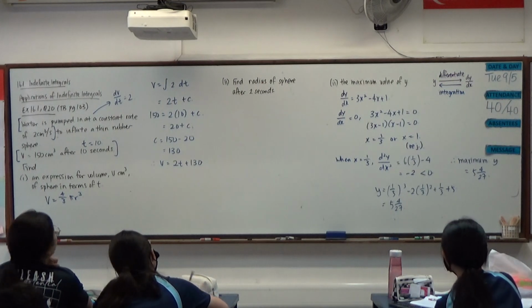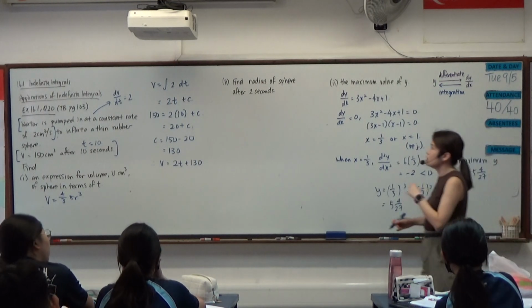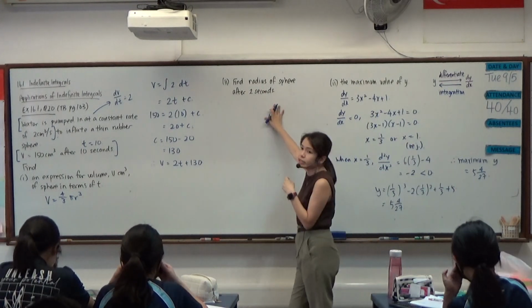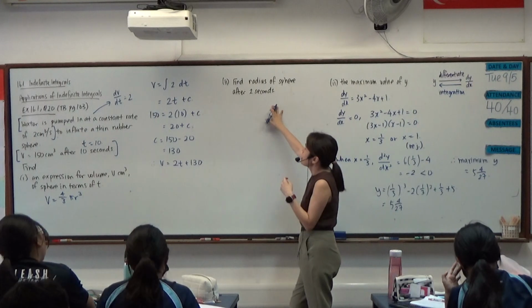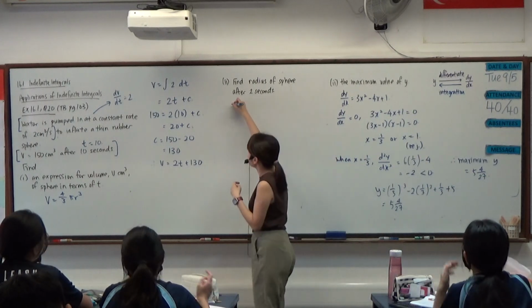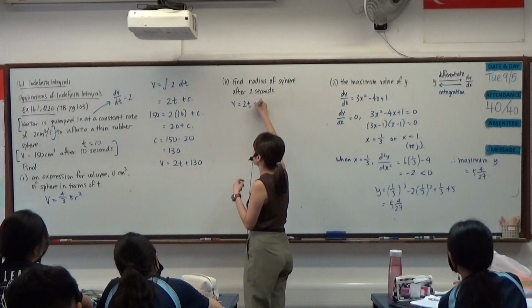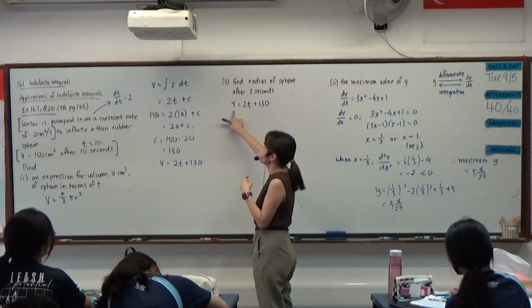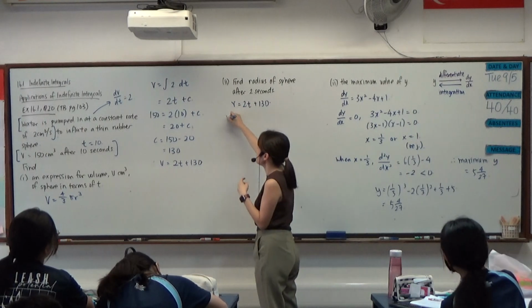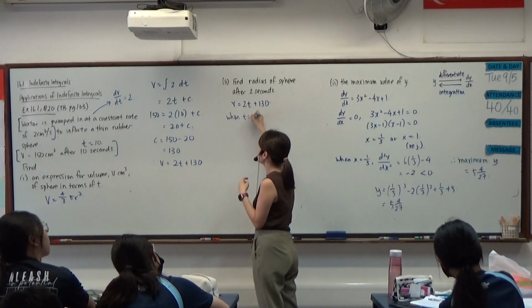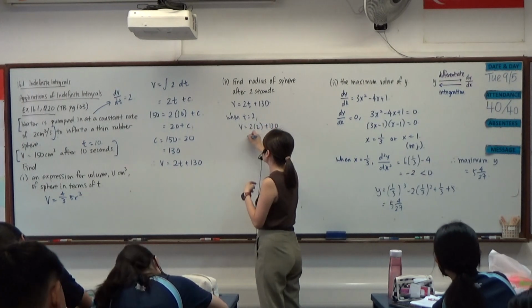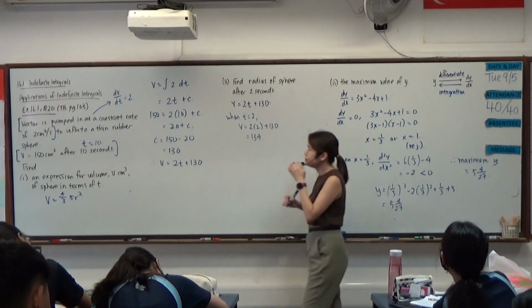Questions? Then in part 2, we want to find the radius of the sphere after 2 seconds. That means that with this formula where V equals 2t plus 130, I can find out the volume after 2 seconds, which is 134.